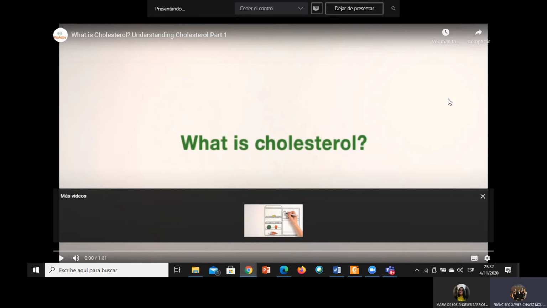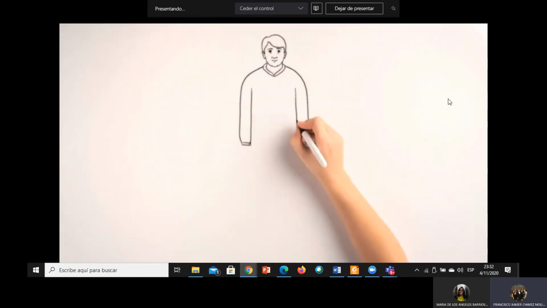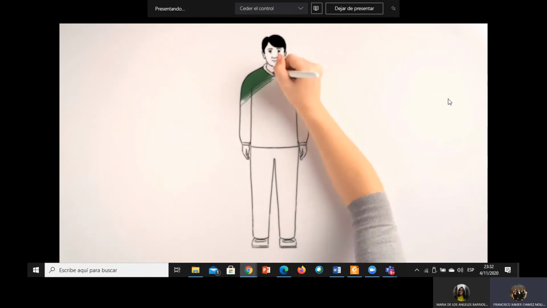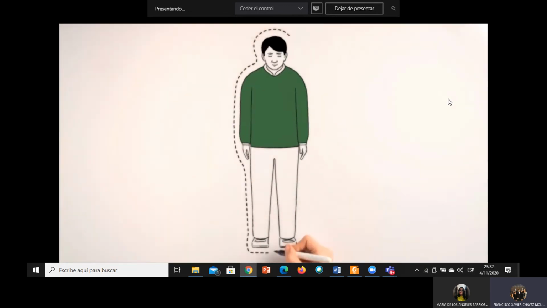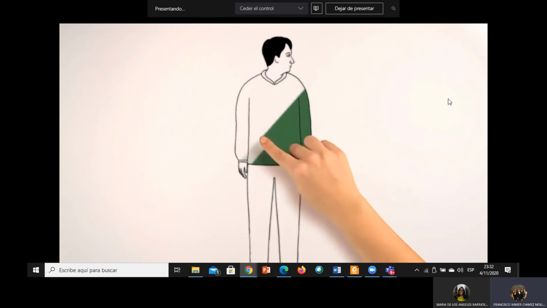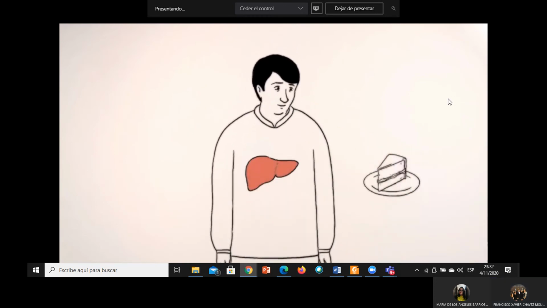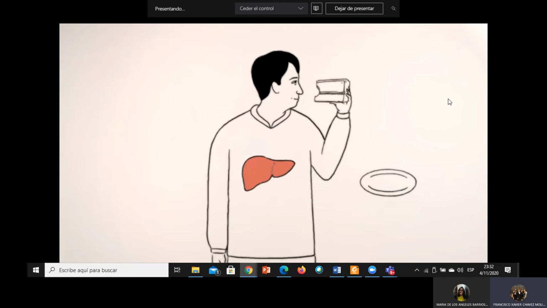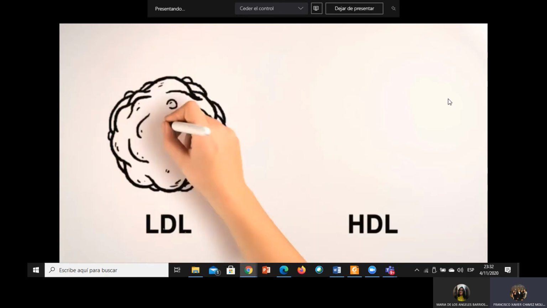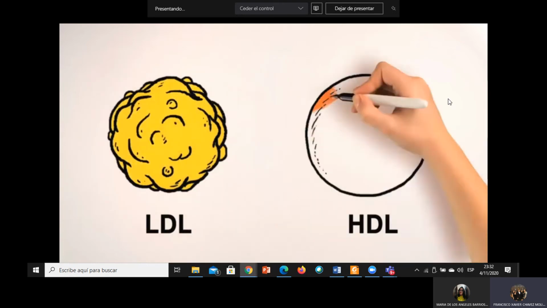What is cholesterol? Cholesterol is a fat-like substance that plays a vital role in every cell of your body because it's a building block for cells and hormones. The cholesterol you have in your body comes from your liver and your diet. It's important to understand that there are two types, LDL and HDL.